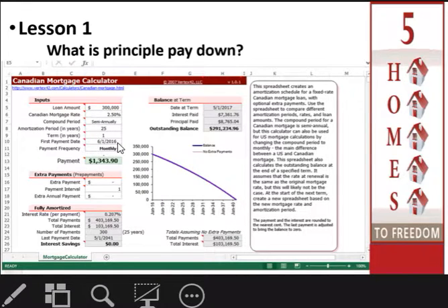You then set the mortgage first payment date and the frequency. We're going to be making monthly payments, so our payment works out to be $1,343.90. At the balance at term, which just means the balance at the end of 1 year, so 1 year from now, we've paid $7,361.76 in interest. We've reduced the debt, the principal amount, by $8,765.04. The outstanding balance is $291,234.96. So that just gives you an example of the mortgage analyzer that I use.